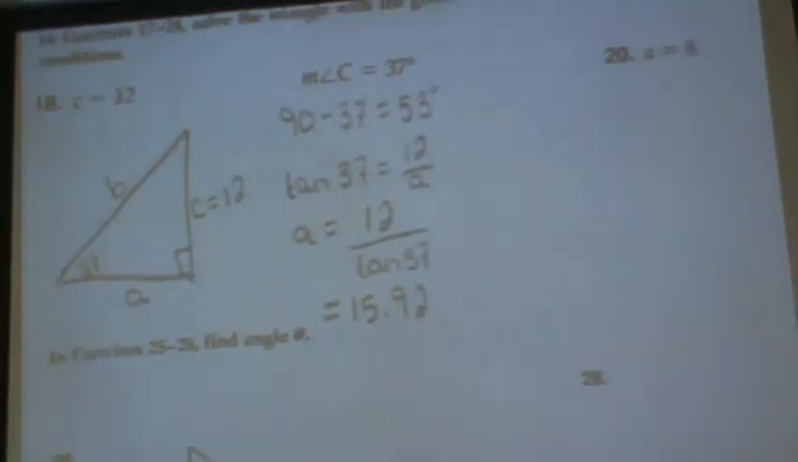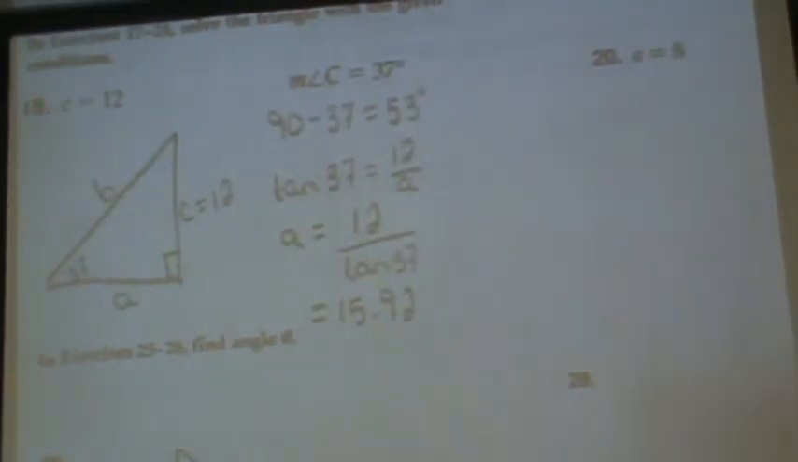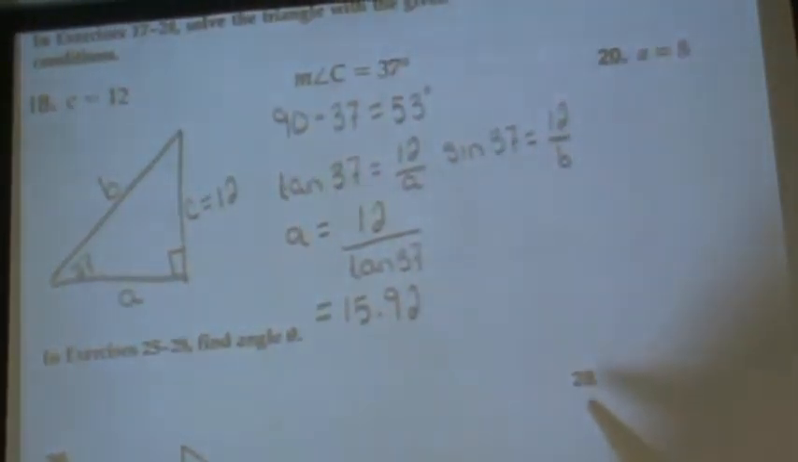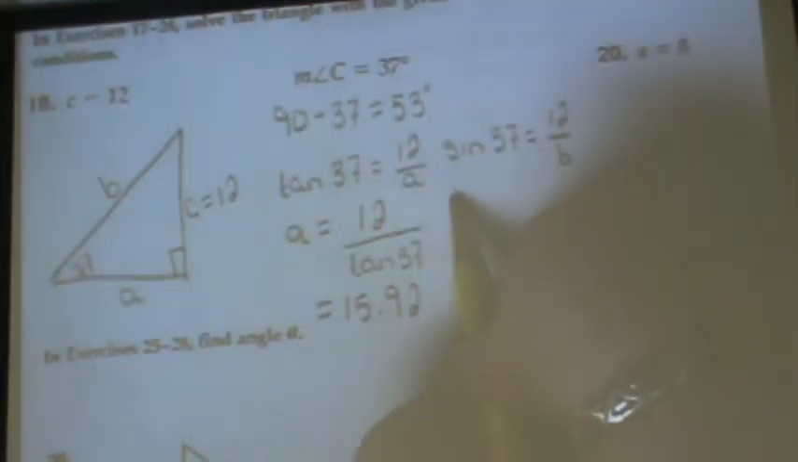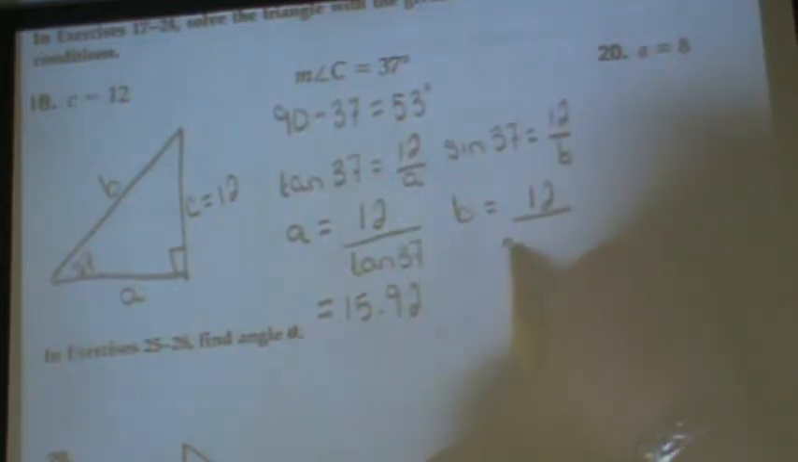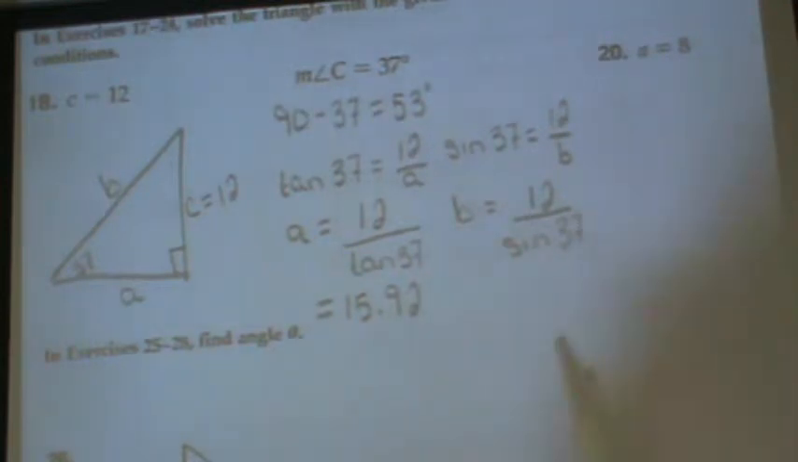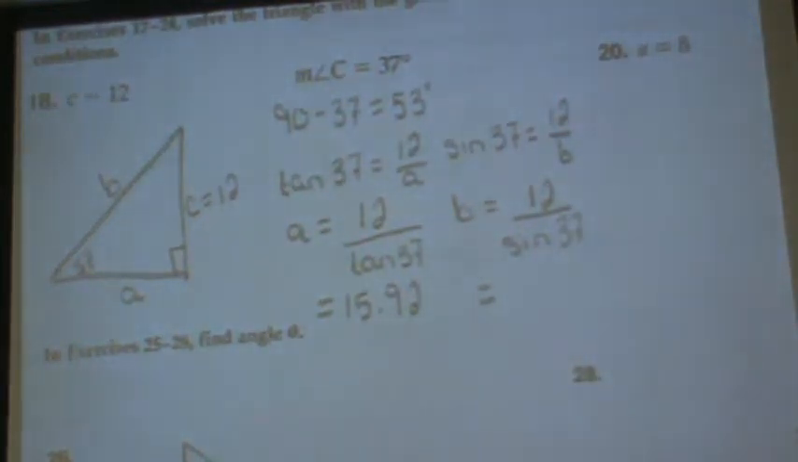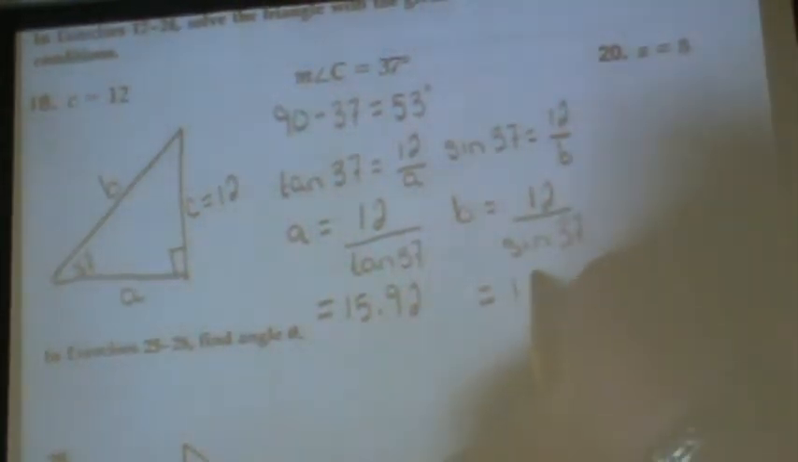And then we need to solve for B. So we can take sine of 37 equals 12 over B. Solving for B, you get that B equals 12 divided by sine of 37. And you get that B equals 19.93.